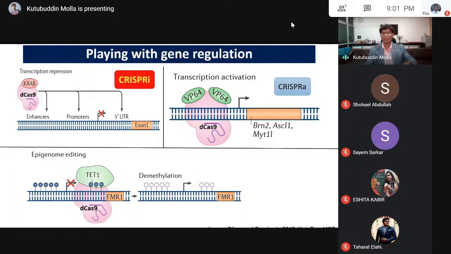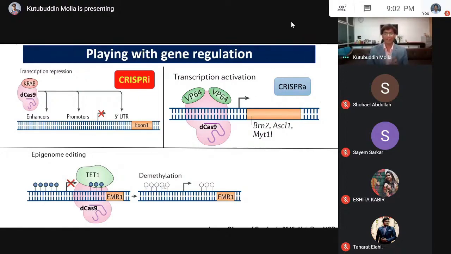But if you have this kind of problem, CRISPR has that answer also. You have to fuse the dCas9 with a TET1. TET1 is a protein that could demethylate. So when you fuse TET1 with the dCas9, and you give the address to the promoter of your gene of interest, you know that this gene promoter is methylated. So you target the dCas9 fused with TET1 to that promoter, and it will demethylate.